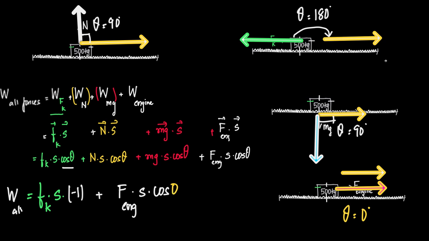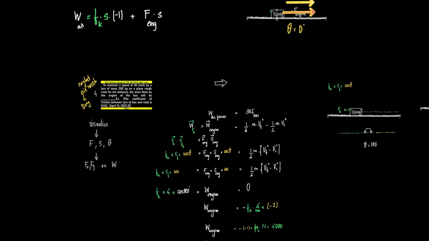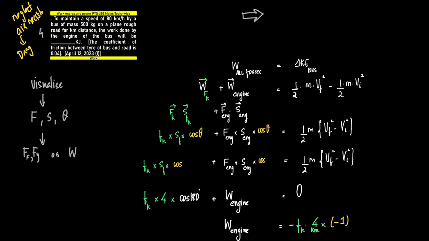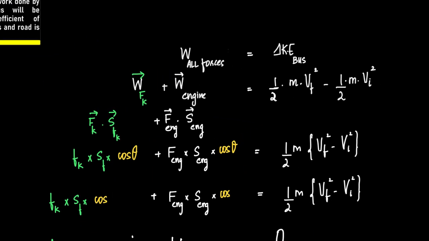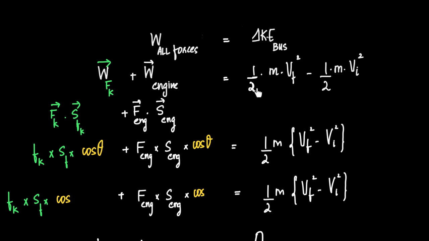cos 0, which is 1. Or maybe I can write it even more specifically: work done by all forces is equal to Fk s into -1 plus F engine into S. Let us now come back to the question. We have work done by all forces equal to F dot S plus F dot S, which is equal to half mv final square minus half mv initial square.